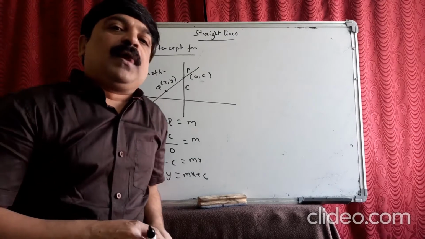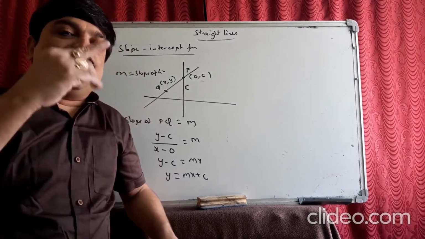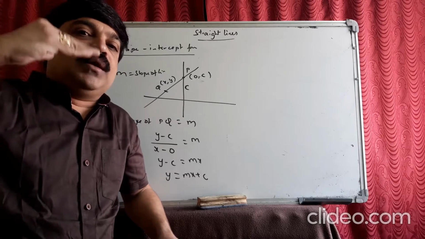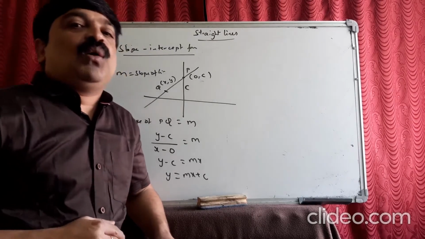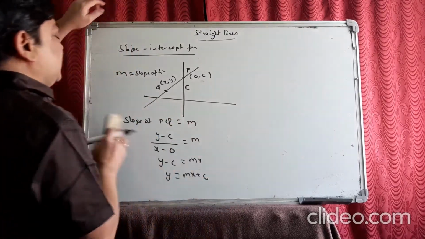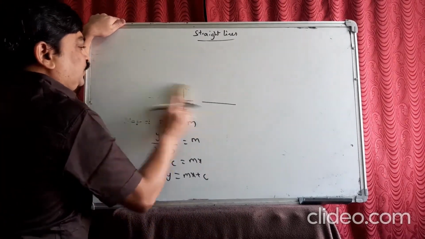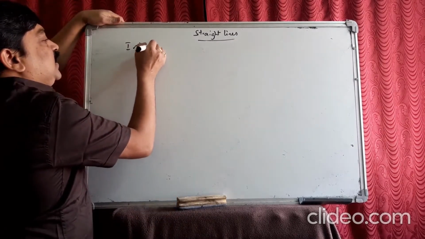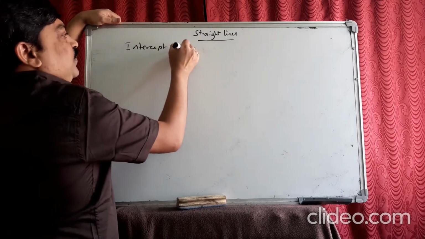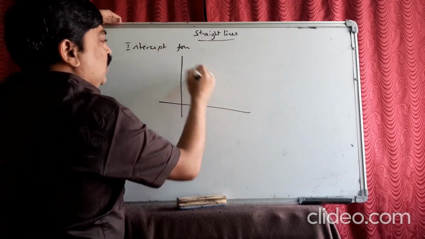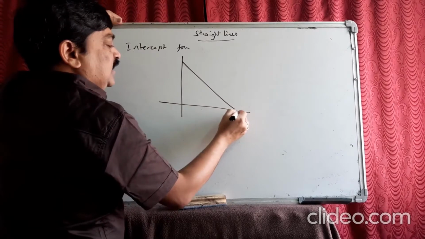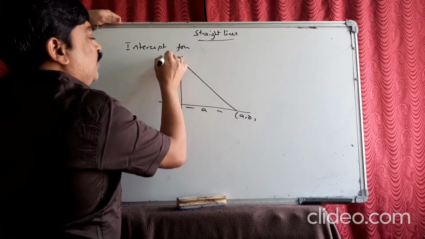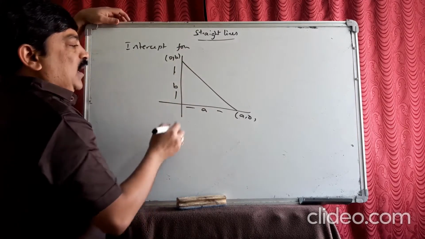So slope intercept form is y equal to mx plus c. What is m here? m is the slope of the line and c is the y-intercept. Y-intercept means the part occupied by the line from the origin to the point of intersection where the line meets the y-axis. Okay. The next form is intercept form. That means here you will have both intercepts. That means the line meets the x-axis at some (a, 0). This length is a, and the y-axis at (0, b), and the intercept form of the line.